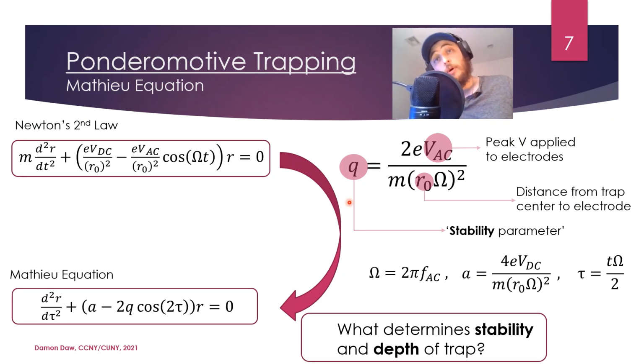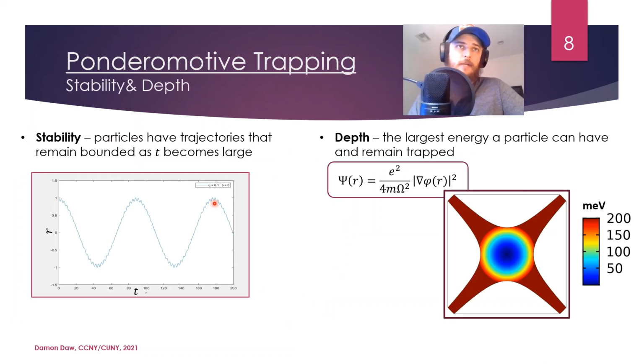And what's important about this is that the behavior of this equation, or the tuning of the parameters in this equation, determine the stability and the depth of a trap. These are the two things that are very important characteristics of a trap that you need to analyze. So let's talk about what that means. So stability: if you have a stable trap, it means that the particles have trajectories that remain bounded as t becomes large. They may get smaller, meaning if this is, say, the 1D projection of the path of one of your particles, this amplitude may get smaller because then it's still bounded. That's fine as time becomes large.